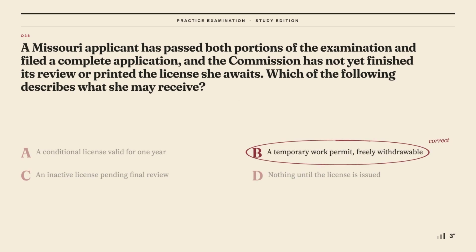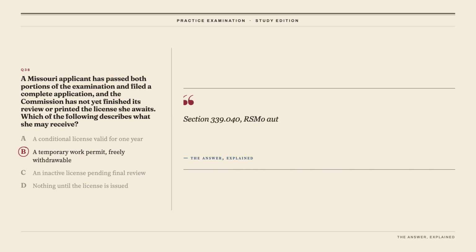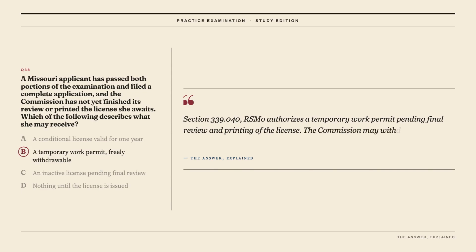The correct answer is B, a temporary work permit freely withdrawable. B is correct because Section 339.040 RSMo authorizes a temporary work permit pending final review and printing of the license. The Commission may withdraw the permit at any time at its own discretion.